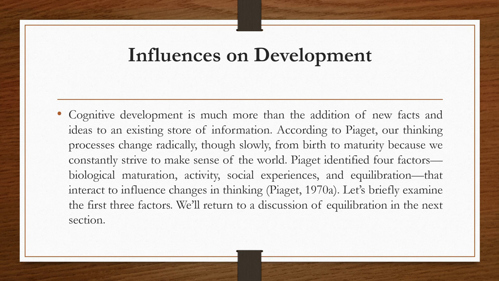Piaget identified four factors. These four factors change our mentality, or are involved in our development. The very first is biological maturation, that we biologically mature with the passage of time. As age increases, our thinking changes, and our different body parts and organs change and enlarge.